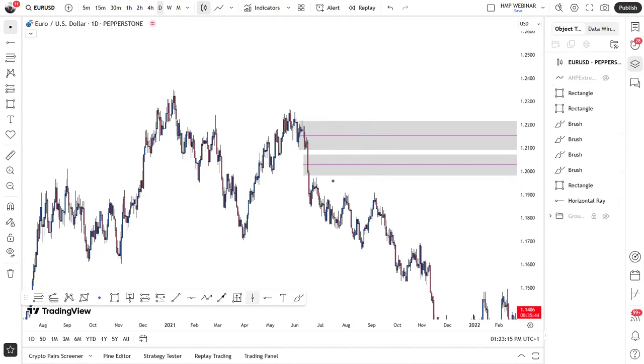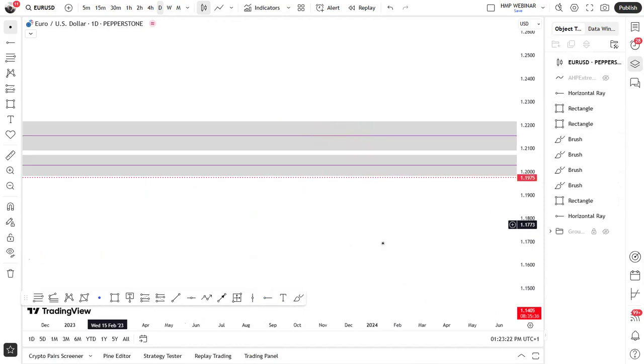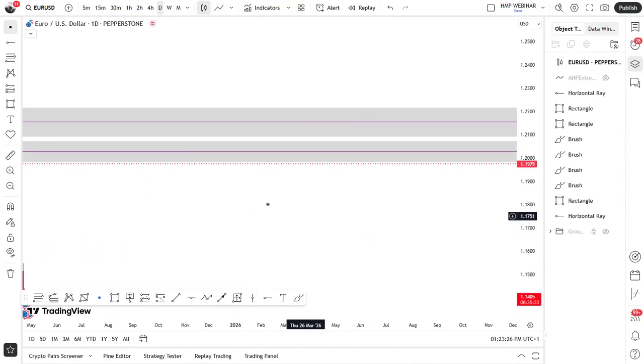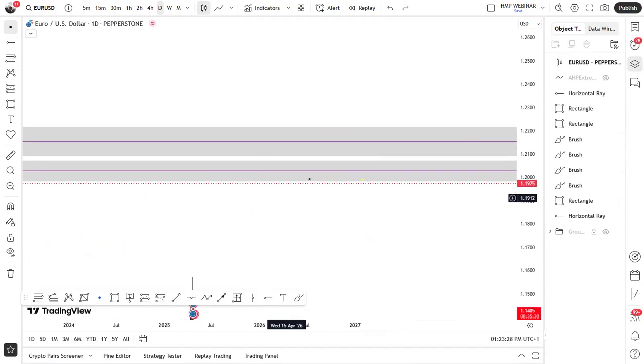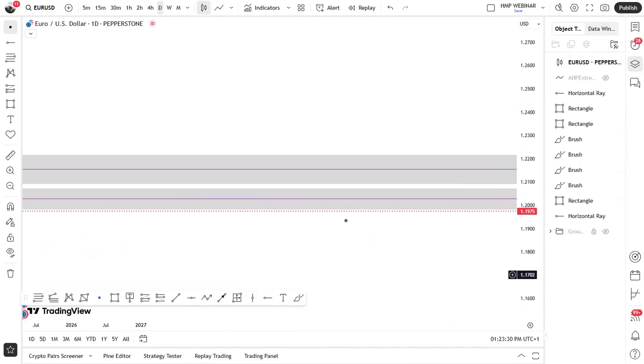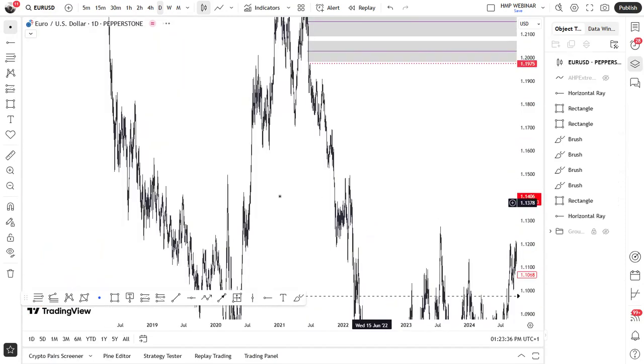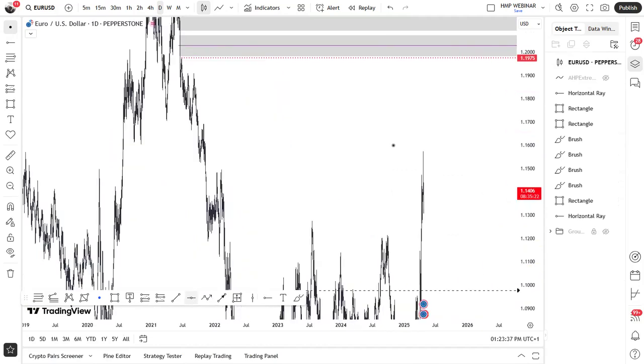And then there is what? What do you see here? Inducement liquidity, right? So let's see what price is reacting from. Okay, good. Price has not gotten to this level, right? So this is where price is right now.